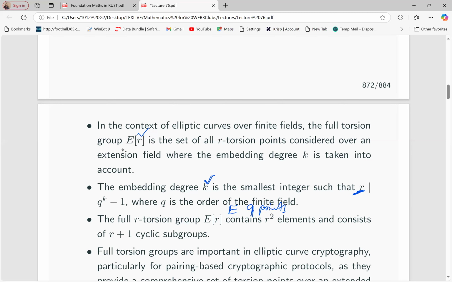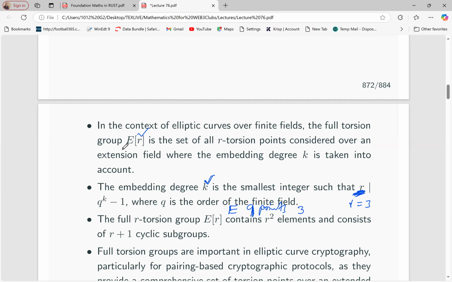If it has 9 points, we ask ourselves, what are the divisors of 9? The divisors of 9, in this case, our divisor of 9 is 3. So 3 is our r. So what is an embedding degree? As we did last time, we said embedding degree.